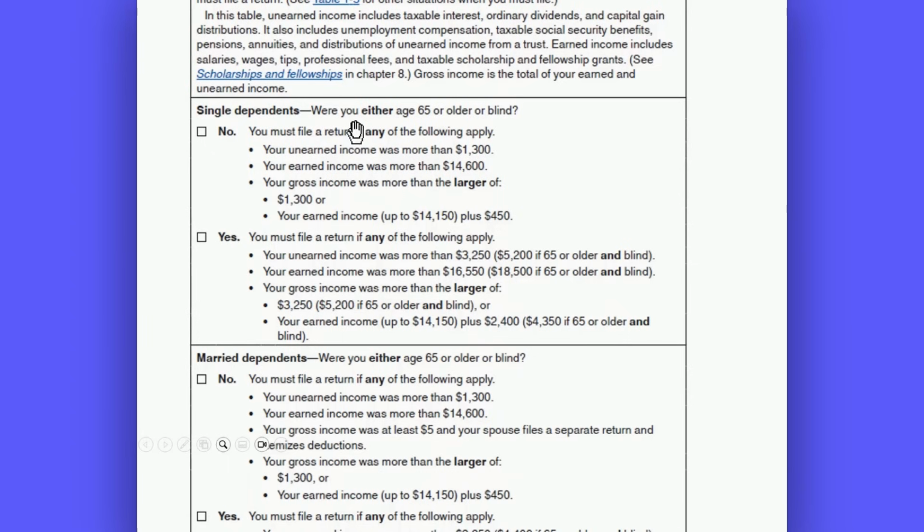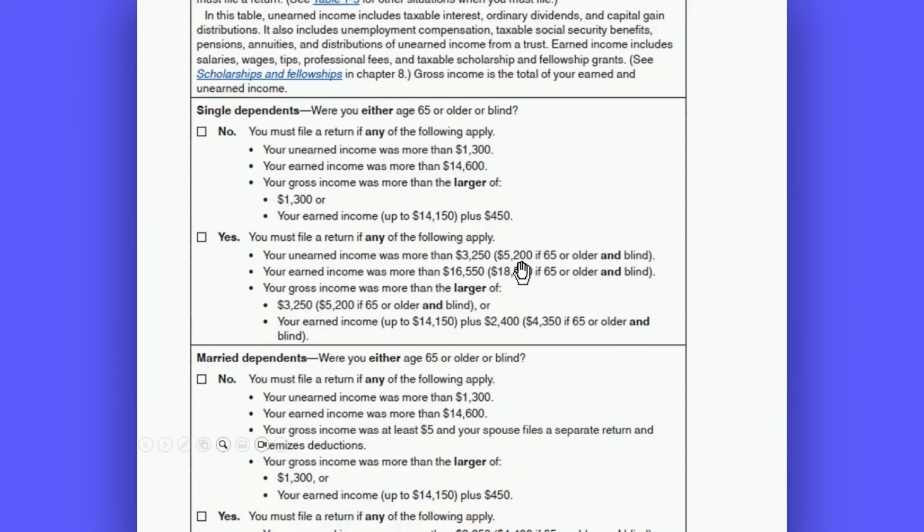They're not married, but they were either age 65 or older, or they were blind. If that is the case, so this might be, for example, a parent of an adult child, so the adult child is claiming the parent as a dependent. That would be an example. Well, if that parent's unearned income is more than $3,250, then that parent needs to file their own tax return.